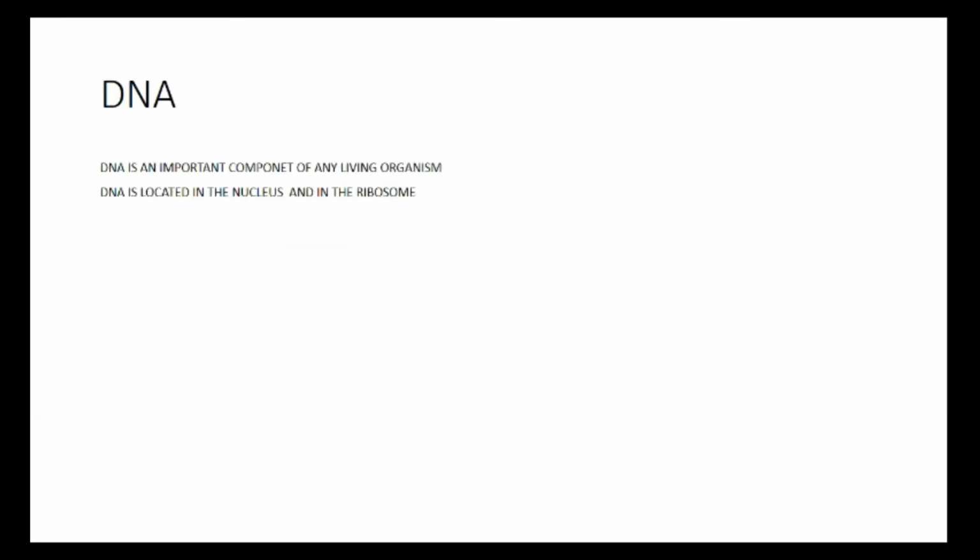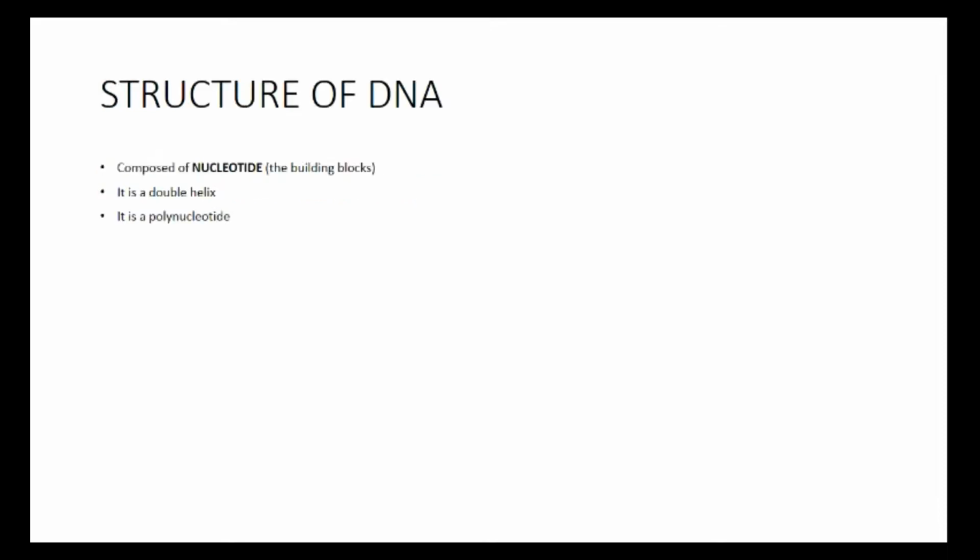DNA is an important component of any living organism. It is located in the nucleus and in the ribosome. Because DNA is an important component of any living organism, it means that all living organisms have DNA. These include animals, plants, and so on.